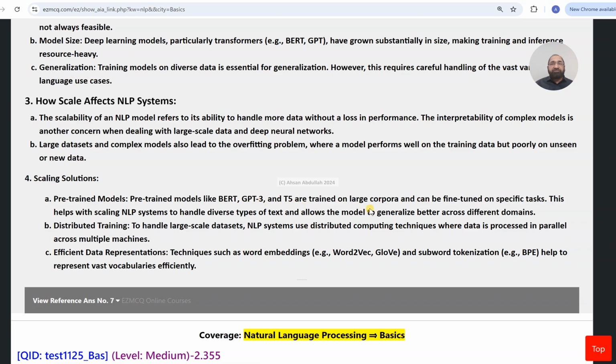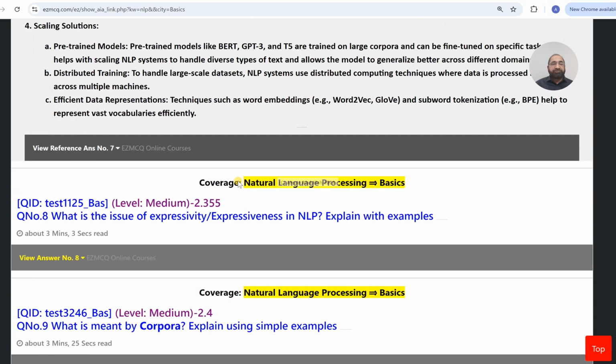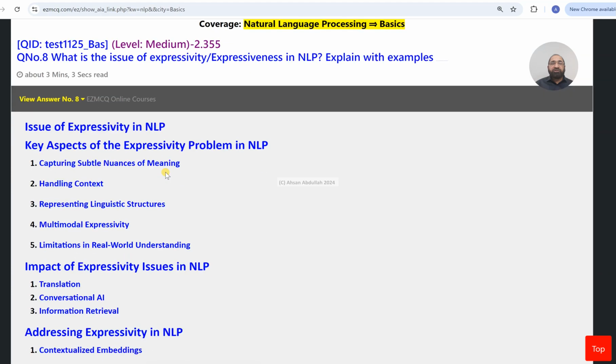They allow better generalizations and efficient data representation, like word2vec or GloVe. And of course we will be discussing simpler models also, such as the bag of words model, but they have their own limitations. So, what is the issue of expressivity and expressiveness in natural language processing?